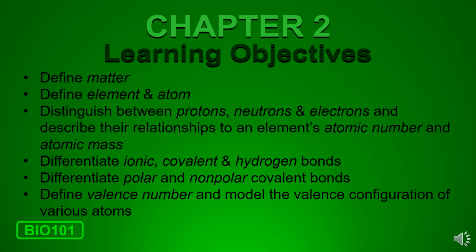So your learning objectives for this chapter are to define matter, define element and atom, distinguish between protons, neutrons, and electrons, and describe their relationships to an element's atomic number and atomic mass, differentiate ionic, covalent, and hydrogen bonds, differentiate polar and nonpolar covalent bonds, and define valence number and model the valence configuration of various atoms.